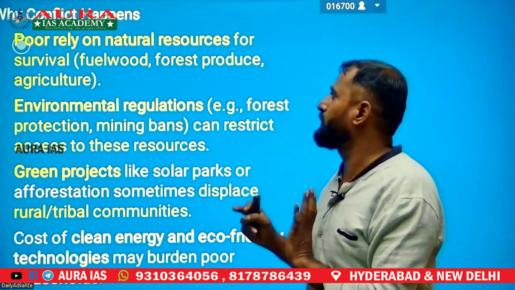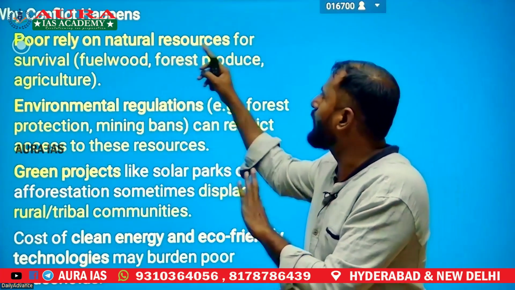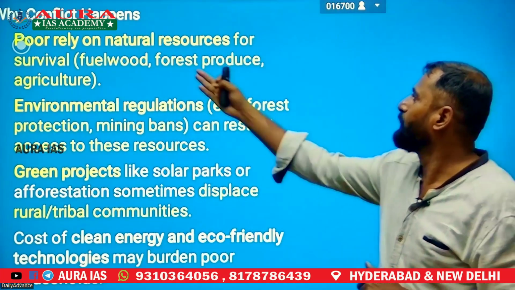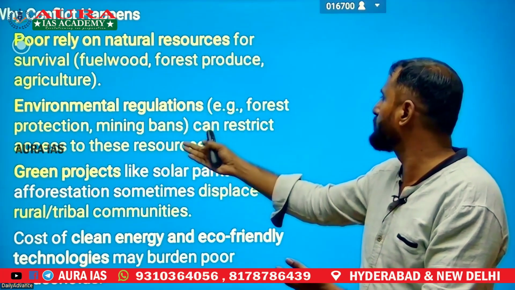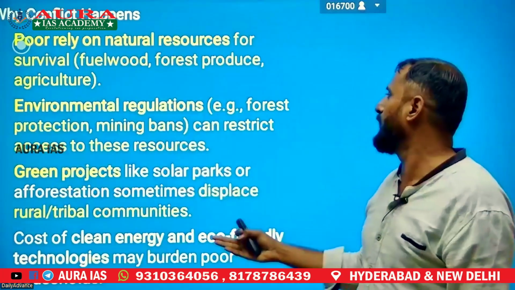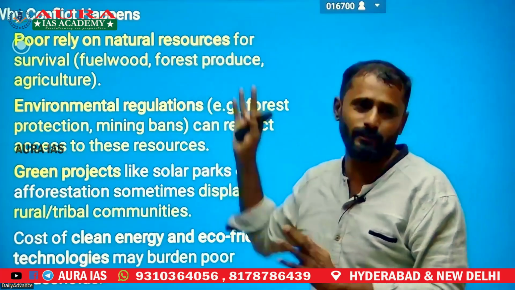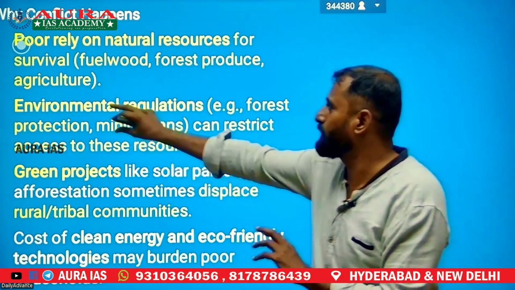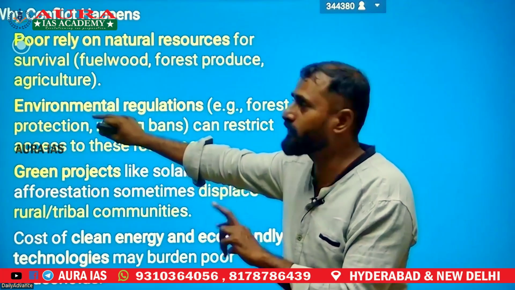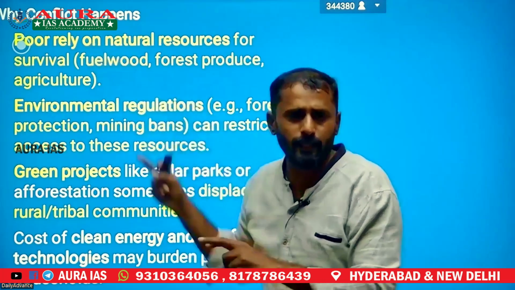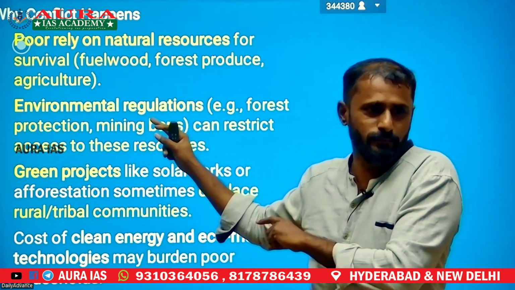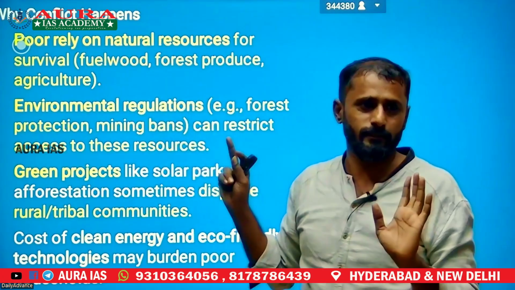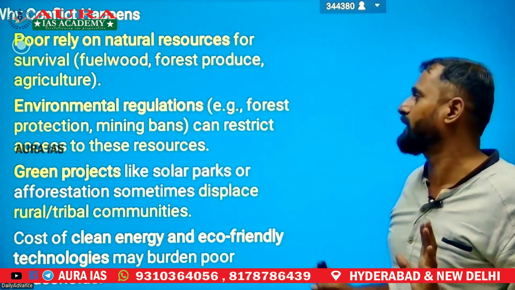Why does conflict happen? Poor rely on natural resources, as you said: fuel wood, forest produce, agriculture. Environmental regulation says forest protection, ban on mining, that can restrict access to resources. See here, we are giving emphasis to the environment, that is affecting them. Rich won't be collecting firewood. Rich are not dependent on forest produce. Poor are dependent. So these are the examples where conflict happens.